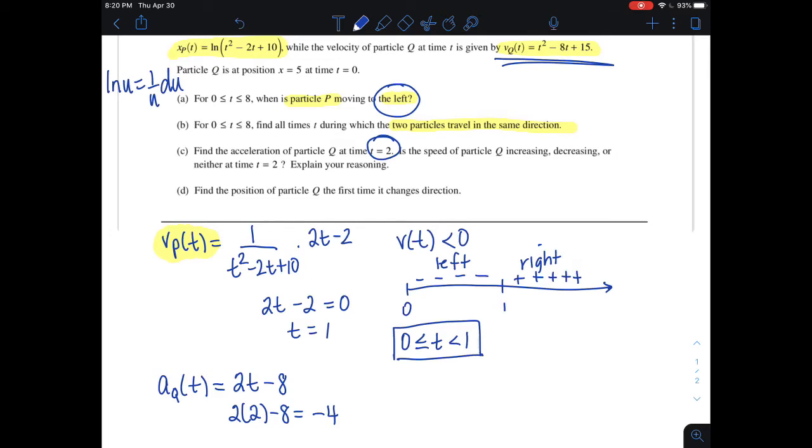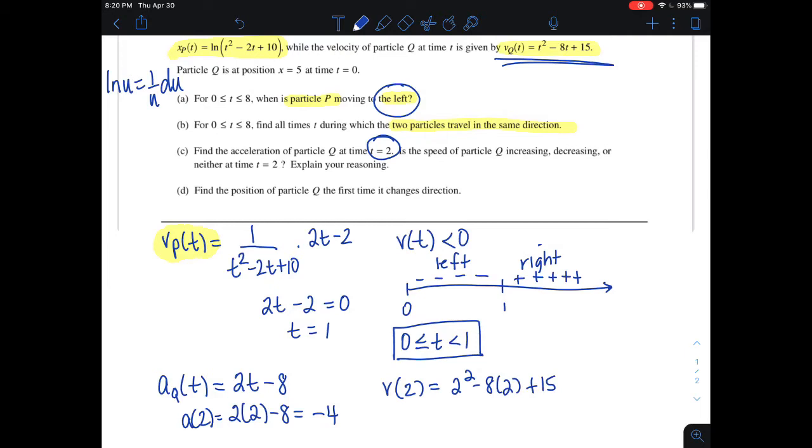And again, what I want to point out, do not make the mistake of thinking that just because acceleration is negative that the object is slowing down. You have to look at the acceleration and the velocity put together. So let's look at the velocity at 2. Label that this is acceleration at 2.